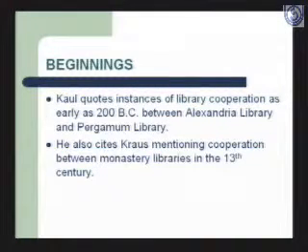He quotes the instance of library cooperation as early as 200 BC between the Alexandria Library and the Pergamum Library. So it existed very long back. Another example, he cites Cross mentioning cooperation between monastery libraries in the 13th century. So as long back as that also there used to be cooperation, because this is very much evident otherwise also from the other fields that we have seen.